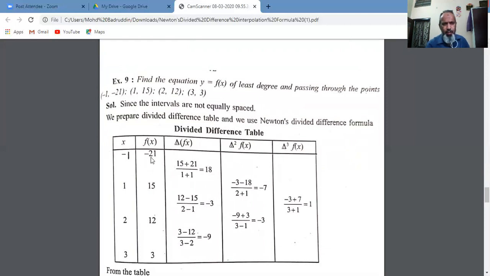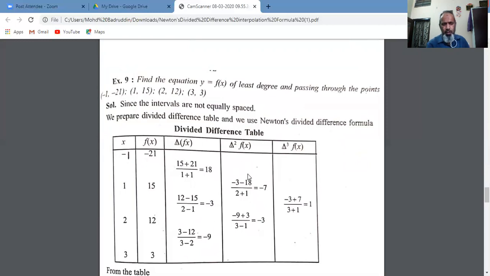15 minus (minus 21) by 1 minus (minus 1). So this is 36 by 2, it is 18. Again 12 minus 15 by 2 minus 1, that is minus 3. 3 minus 12 by 3 minus 2, so it is minus 9. So these are the first divided differences.